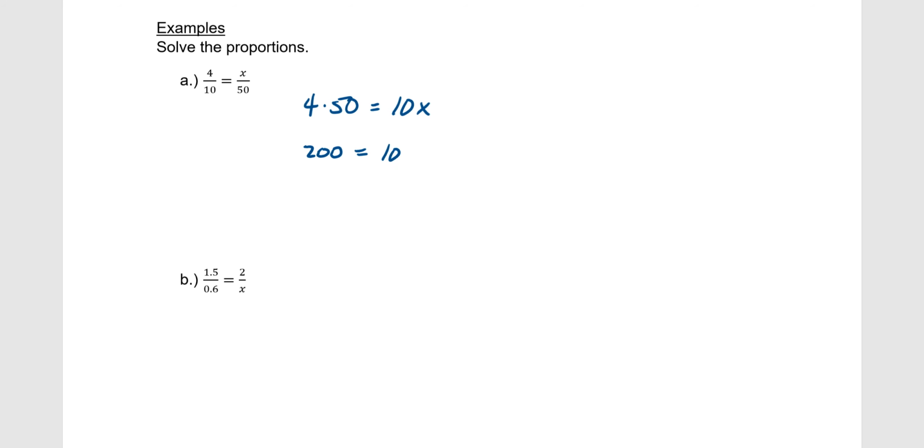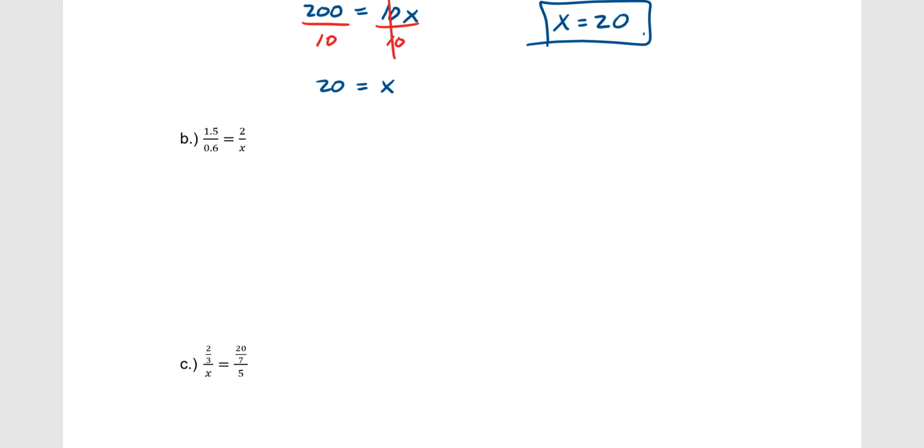200 equals 10x. And lastly, we just have to divide both sides by that 10, the number multiplying the variable. So we get 200 divided by 10 is 20. So 20 equals x. And then when you're writing this as your final answer, just write the variable first. So it's x equals 20. So that means that 4 over 10 equals 20 over 50. Do a couple more here.